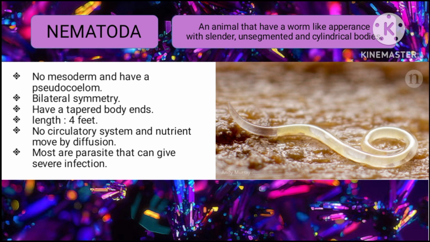Some characteristics of nematoda are that they have no mesoderm and have a pseudocoelom. Pseudocoelom is a body cavity filled with fluid, which means it is a false body cavity that lies between the body wall and guts. Secondly, nematoda is bilateral symmetry. Bilateral symmetry is where similar anatomical parts are arranged on opposite sides of the median axis.